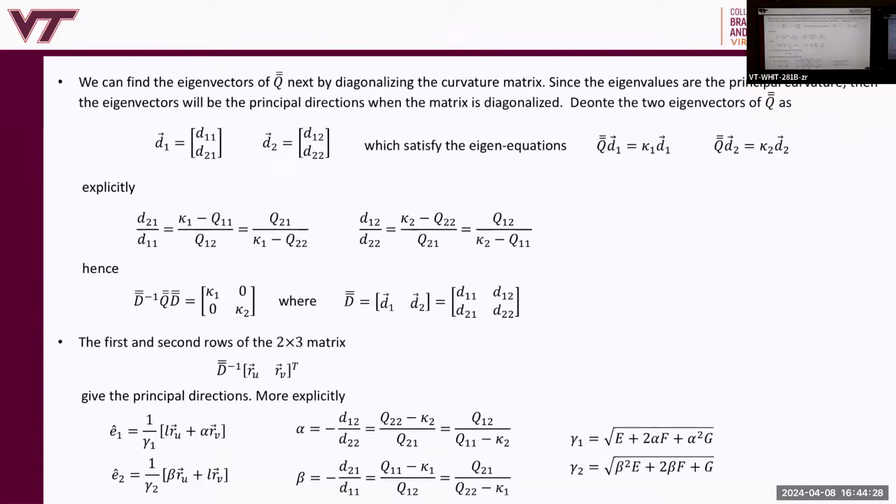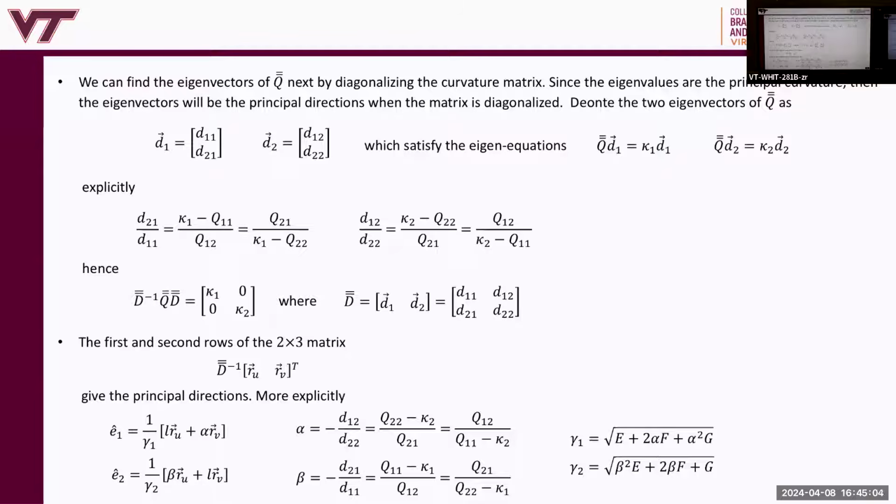Okay. So now we can find the eigenvectors. What we have to do is diagonalize the curvature matrix, right? The curvature matrix right now has all 4 entries. What does diagonalization of a matrix mean? It means this, right? If you find this matrix D, and you multiply Q by D inverse on the left, and by D on the right, then you'll diagonalize the matrix. The result is a diagonal matrix.